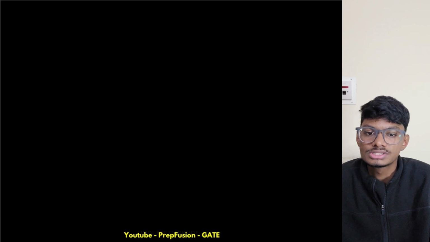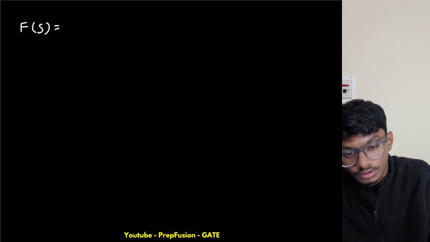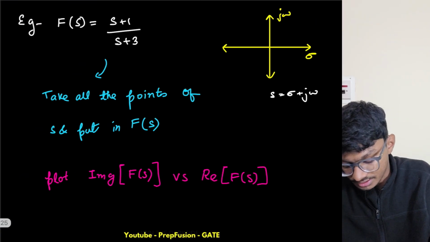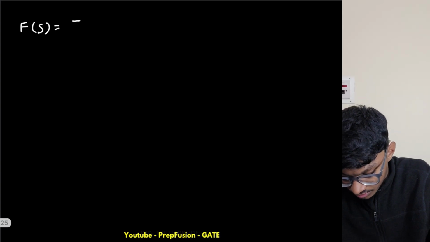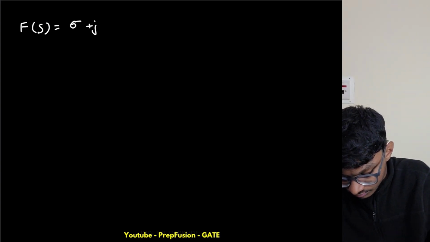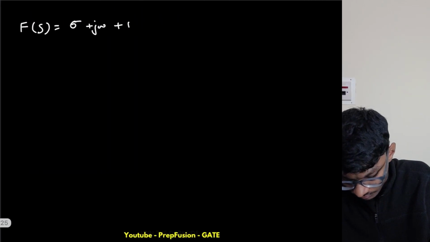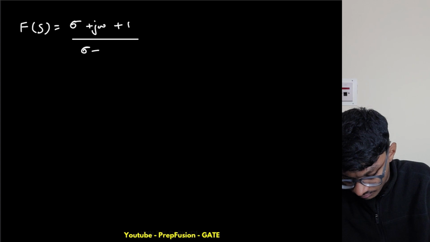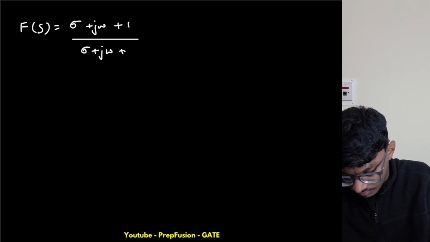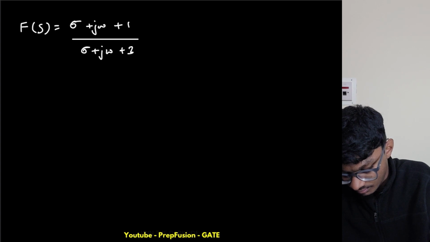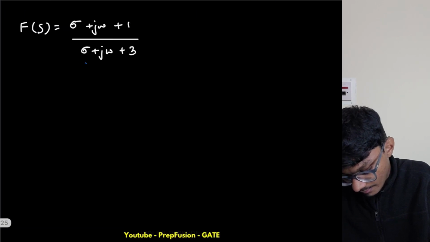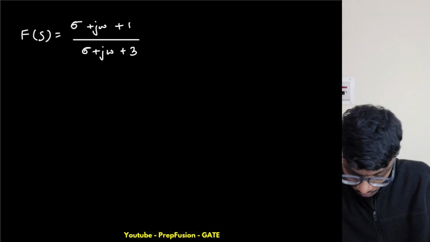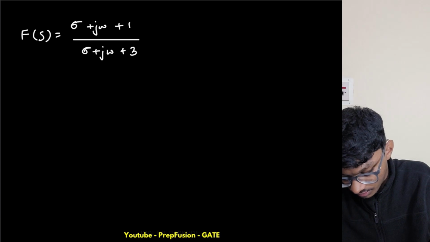So how will you vary? You can separate out the real and imaginary parts. You can write f of s, where s equals sigma plus j omega. So I will replace s here with sigma plus j omega. So this is basically sigma plus j omega. Now what does this become?